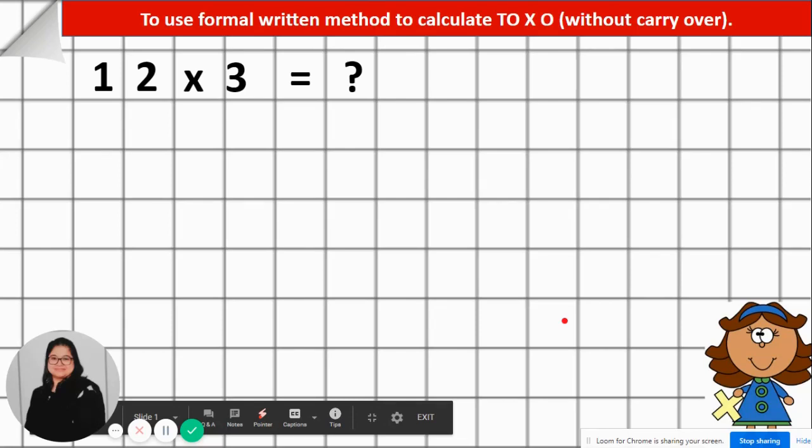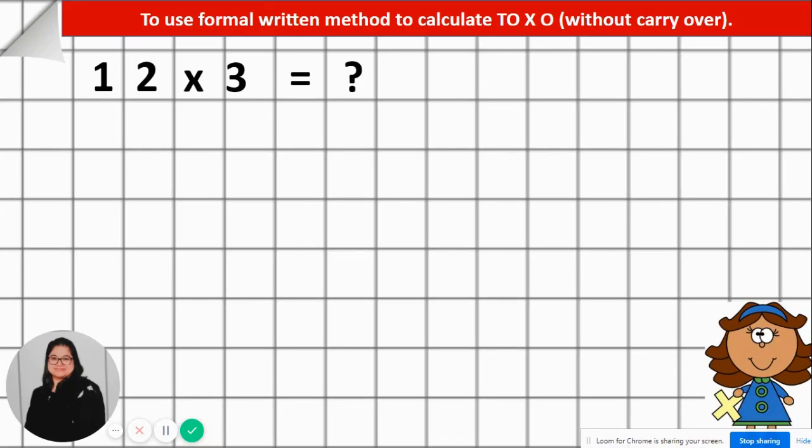Hello, children. You have already revised 3, 4, and 8 times table. Now let's see how we use this formal written method of multiplication. So our objective for today is to use formal written method to calculate tens and ones multiplied by ones. And this would be without carryover.